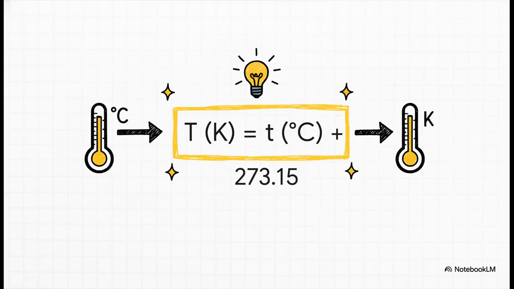And here it is, the one formula you really need to memorize. To switch from Celsius to Kelvin, you just add 273.15. And it's so important because a lot of physics equations, especially the big one we're about to meet, just won't work unless you use an absolute temperature scale. They need that true zero starting point that only Kelvin gives you.